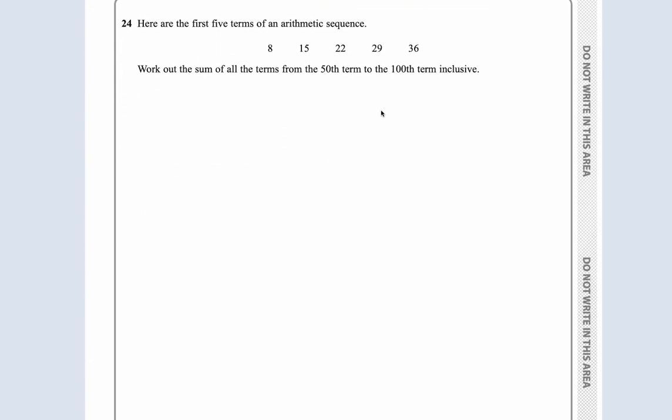Question 24. Here are the first 5 terms of an arithmetic sequence. Work out the sum of all the terms from the 50th term to the 100th term inclusive. Okay, so we're going to use the sum formula. The sum of n terms, this is in the formula sheet. It's n over 2, 2a plus (n minus 1)d. That formula you were given.